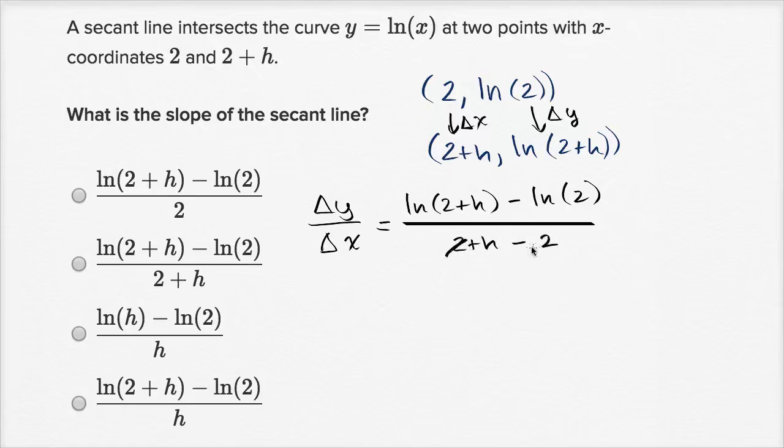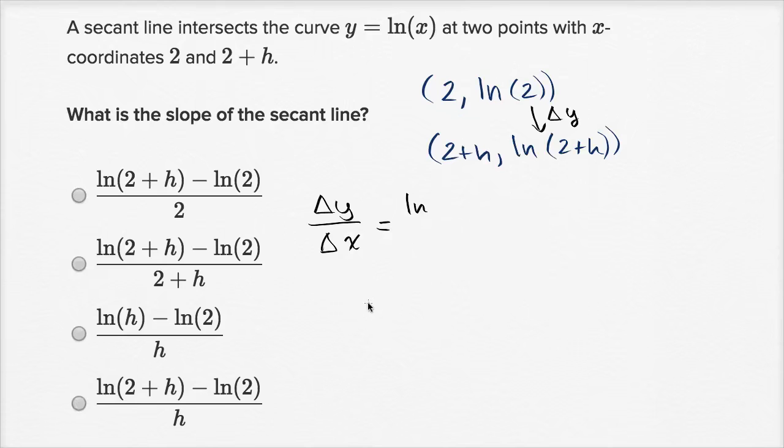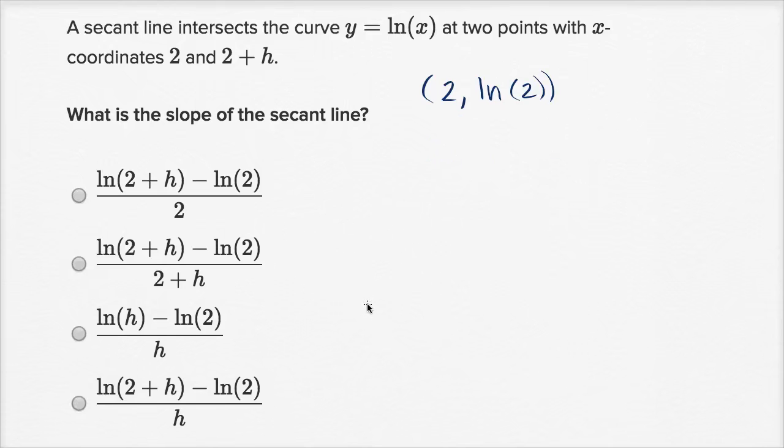And of course, these 2's cancel out. And if we look here, it looks like we have a choice that directly matches what we just wrote. This right over here, natural log of 2 plus h minus natural log of 2 over h. Now, if you want to visualize this a little bit more, we could draw a little bit. I'm going to clear this out so I have space to draw the graph, just so you can really visualize that this is a secant line.